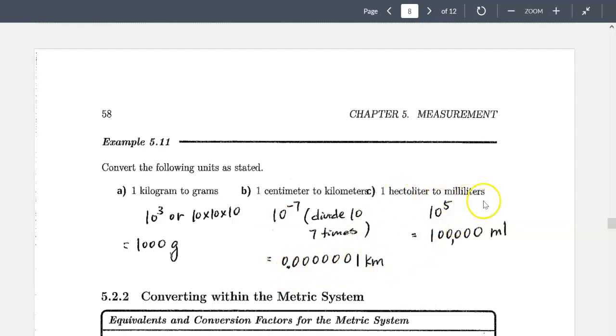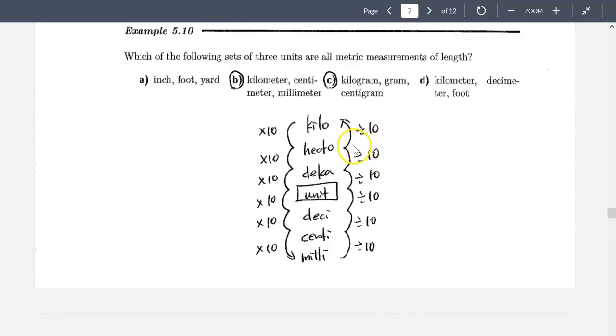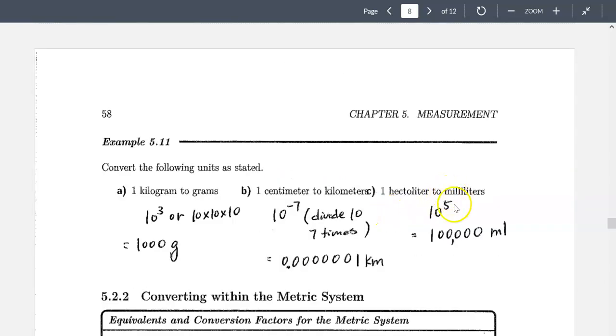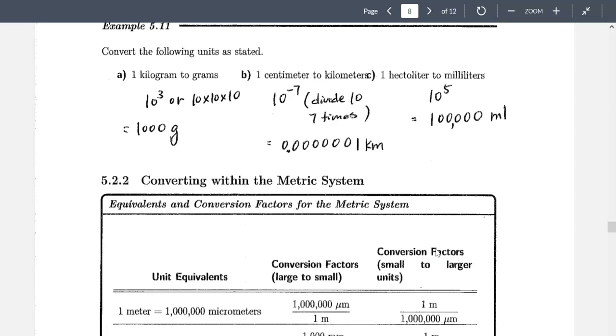Okay, hecto to milli. Again, hecto is right here, milli is right here. So how many times do you have to move down? 1, 2, 3, 4, 5. So you have to move down 5 times, or we can say 10 to the 5th power. So that's why we have 100,000 milliliters.